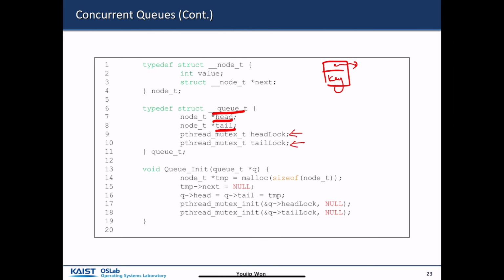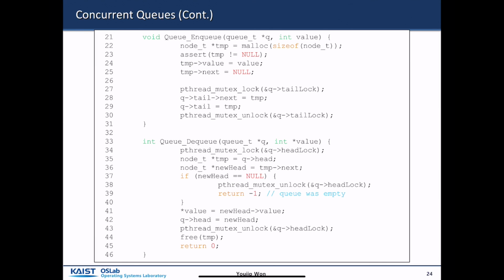In initializing the queue data structure, you first have to allocate the dummy node whose next pointer is null. And then head pointer and tail pointer should point to the temp. And then you have to initialize the tail lock and head lock as well. Let's examine the code for enqueue and dequeue operations. First one is the enqueue function.